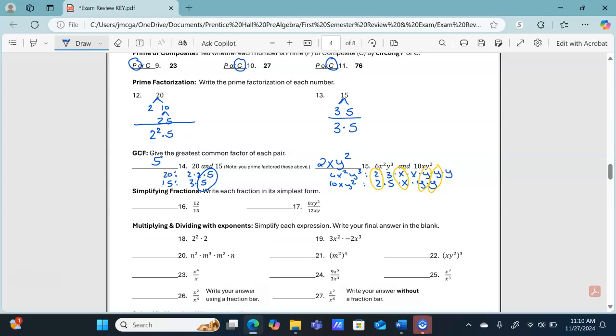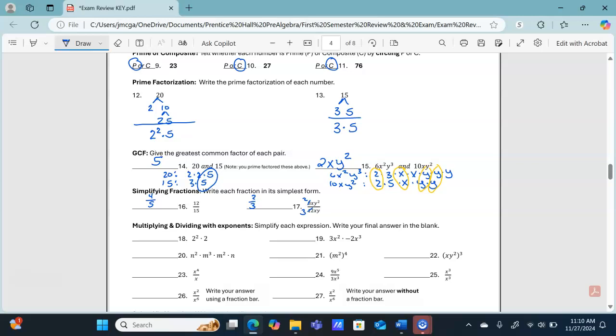Simplify the fraction 12 over 15, both multiples of 3. So divide by 3 on the top, we would get 4. Divide by 3 on the bottom, we would get 5. On this one, the 8 and 12 are both multiples of 4. So that would give me 2/3.